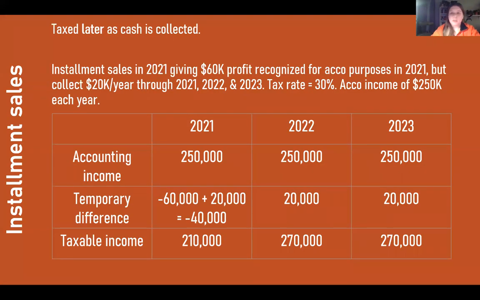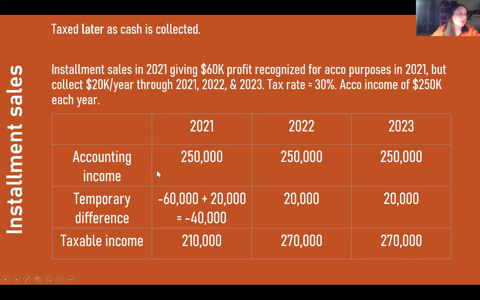And then here are some examples. So installment sales, I explained the concept a little bit earlier. What happens is that they are taxed later as cash is collected. As an example, if your installment sales in 2021 gave $60,000 in profit recognized for accounting purposes in 2021, but you only collected $20,000 per year through 2021, 2022, and 2023. Your tax rate is 30% and the accounting income is $250,000 for all 3 years.